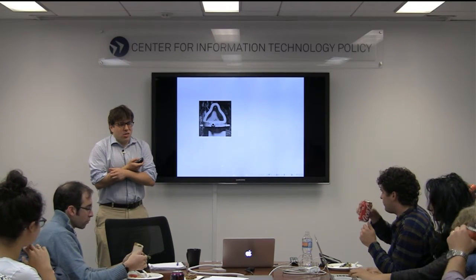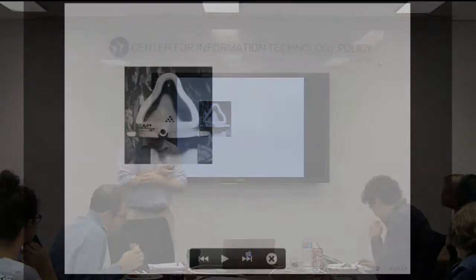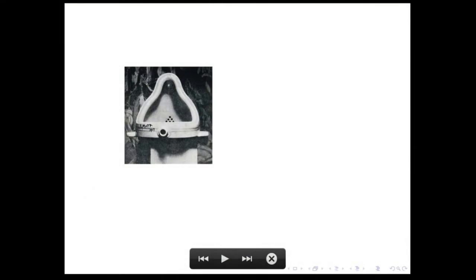Okay. So this urinal, I think, is a beautiful metaphor for data science. As you all know, this is Fountain by Duchamp. In 1917, Duchamp was walking around New York. He saw this urinal in a hardware store. He was very taken by it. He bought it, wrote a pseudonym on it, and then submitted it to an art show. And this is an example of what artists call a ready-made. It's something that already exists, and then an artist takes that and repurposes it into art.